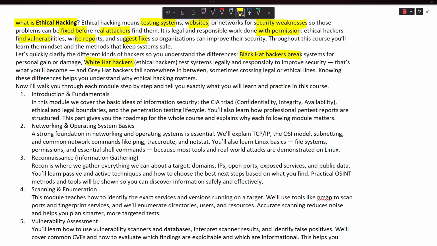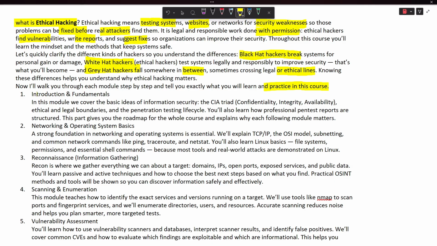Okay, and then we have gray hat hackers. They fall somewhere in between, sometimes crossing legal and ethical lines. Knowing these differences helps you understand why ethical hacking matters. So now we will walk you through each module step by step and tell you exactly what you will learn and practice in this course. This is important because we should know throughout the course what we are going to learn.